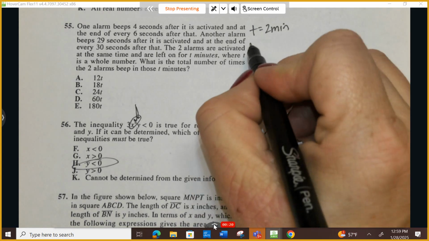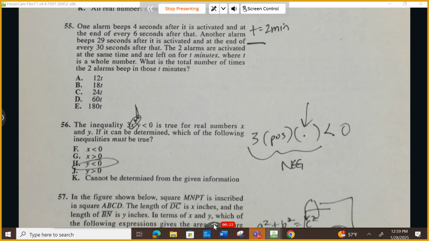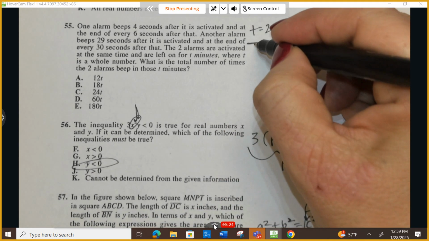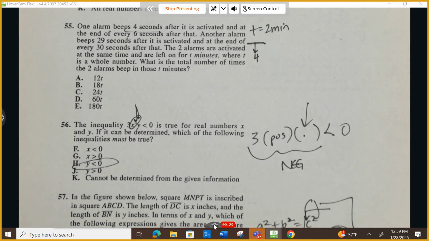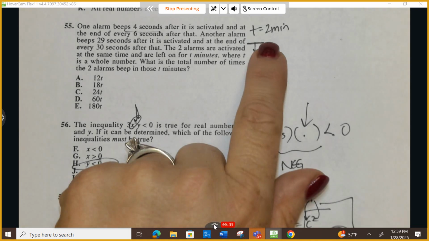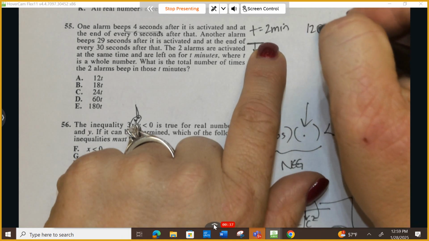So for that first alarm, this is my line when the alarm is going to go off. So the alarm goes off after 4 seconds. Does everybody agree? And then after that point, how many times does it go off? It goes off every 6 seconds. Thumbs up, thumbs down if you understand that. Every 6 seconds. So in 2 minutes, how many seconds are there?